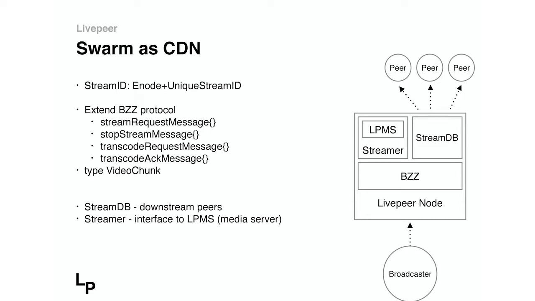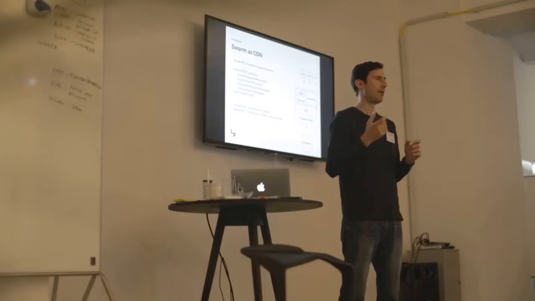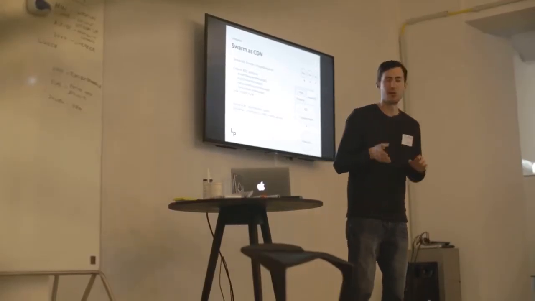Finally, for our routing mechanism, we added a stream DB so that any node can keep track of its downstream requesting peers. And we added a streamer, which is the interface to the Livepeer media server. So as chunks come in, you can just feed them into the streamer. The streamer will take care of interfacing with the media server, which knows how to take these raw payloads, and depending on the type of video, HLS, RTMP, VP8, whatever, it will know how to recompose them back into a stream, do appropriate buffering, and deal with all the codec stuff under the hood.